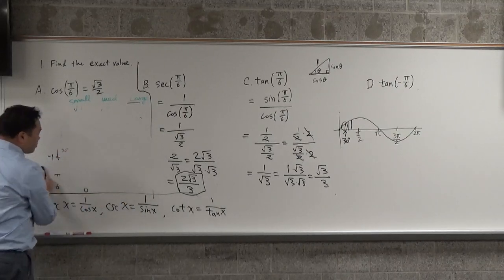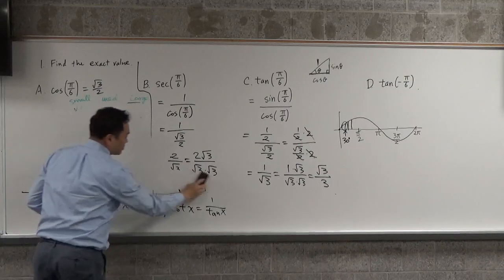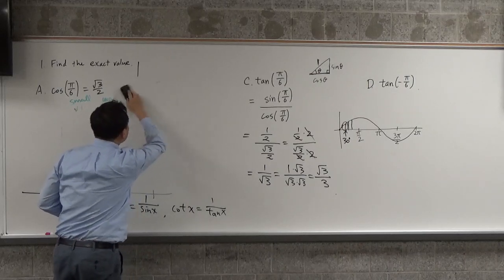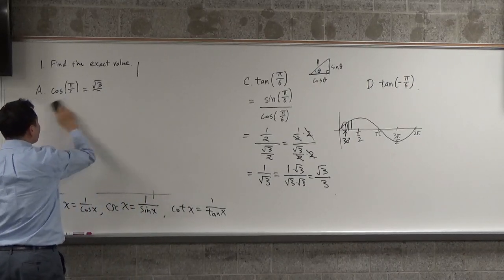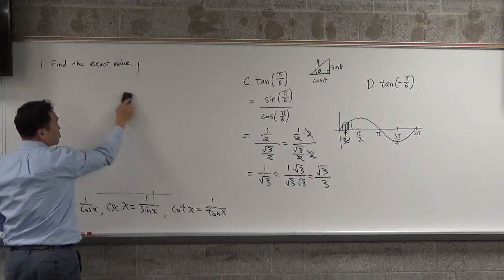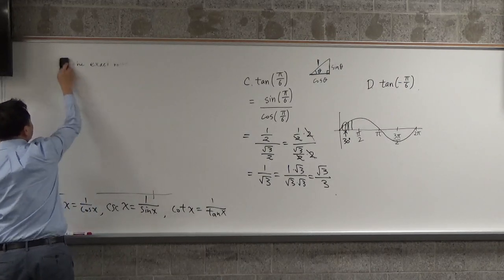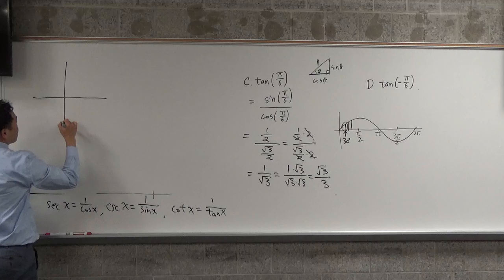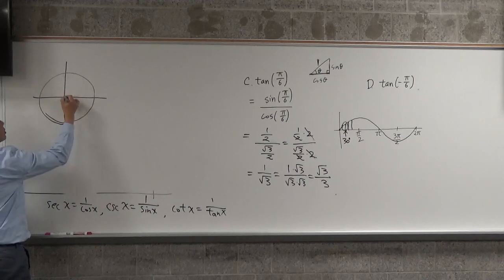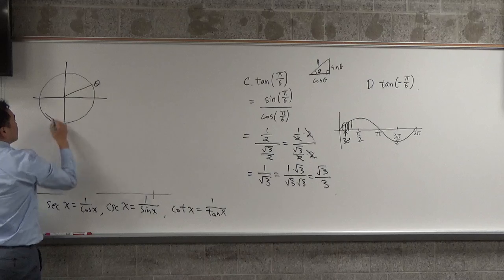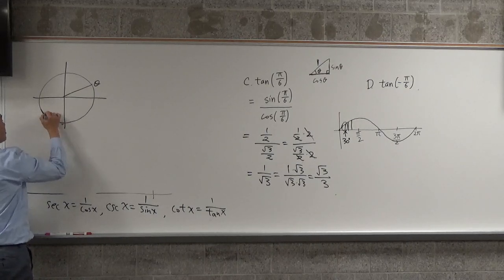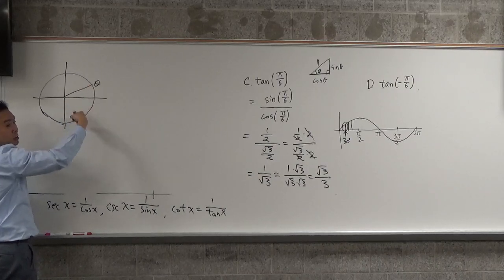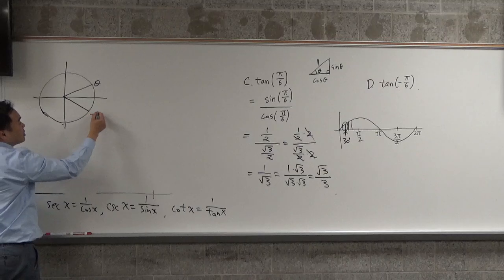Okay, next question is tangent negative pi over 6. And I want to point out something about tangent and also some other tricks to make the solution to D simpler. And I want you to look at the following picture. If this is theta, then what's negative theta? Negative theta is the same amount but going in the opposite direction, right? So this would be negative theta.